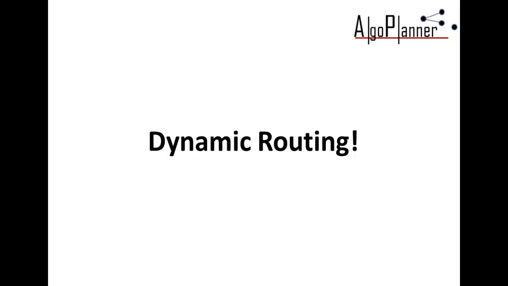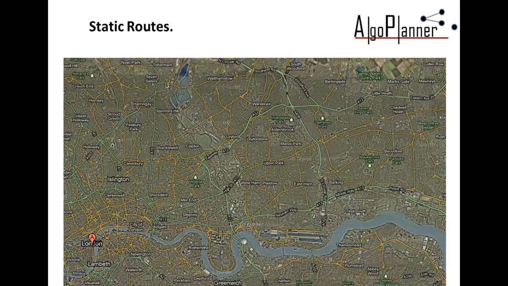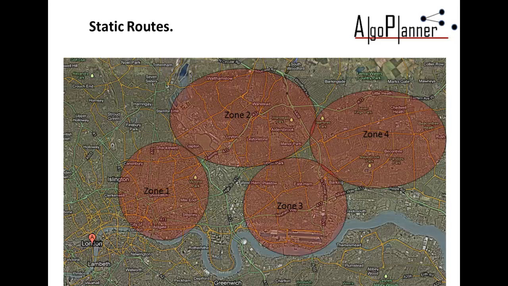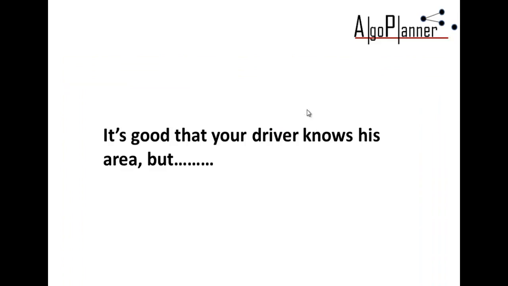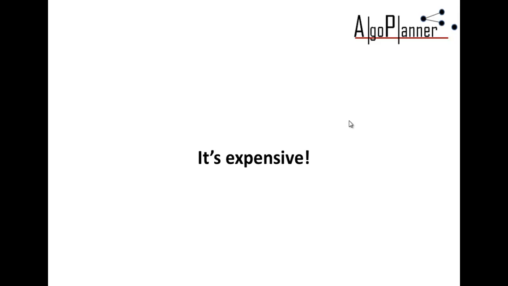Before we go through what we mean by dynamic routing, let's first take a look at how distribution is being done today. A major city, for instance, is typically divided into areas, like zip codes. Smith typically takes care of all activities in Zone 1, Joan takes care of Zone 2, and so forth. This is called static routing. And it has its advantages. For instance, it's good that your driver knows his area, but it's expensive.